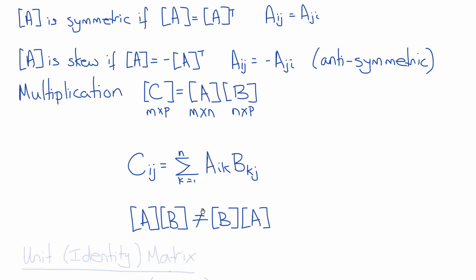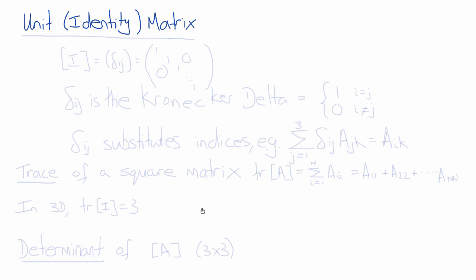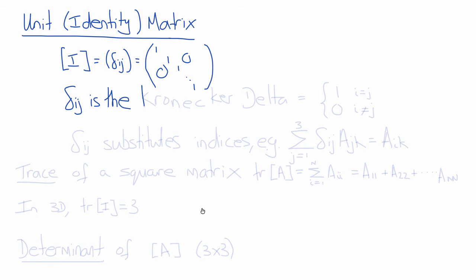An important matrix that we use in matrix algebra is the unit or identity matrix, which is often denoted by I or sometimes 1, and has components of 1 along the diagonal and zeros on all the off-diagonal components. In continuum mechanics, we refer to the components of the identity matrix as delta ij, where delta ij is known as the Kronecker delta. So the Kronecker delta is the operator that is equal to 1 when i equals j, and 0 when i is not equal to j.